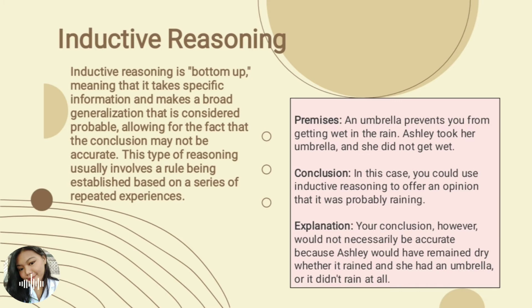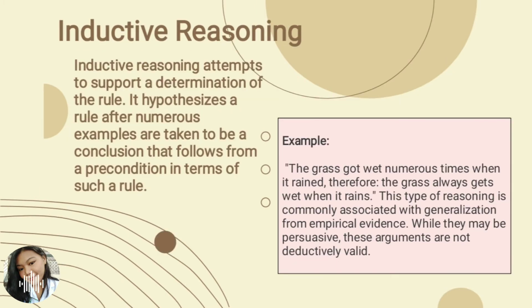So to further explain, inductive reasoning attempts to support a determination of the rule. Its hypothesis is a rule after numerous examples are taken, to be a conclusion that follows from a precondition in terms of such rule. Example: the grass got wet numerous times when it rained. Therefore, the grass always gets wet when it rains. This type of reasoning is commonly associated with generalization from empirical evidence. While they may be persuasive, these arguments are not deductively valid.